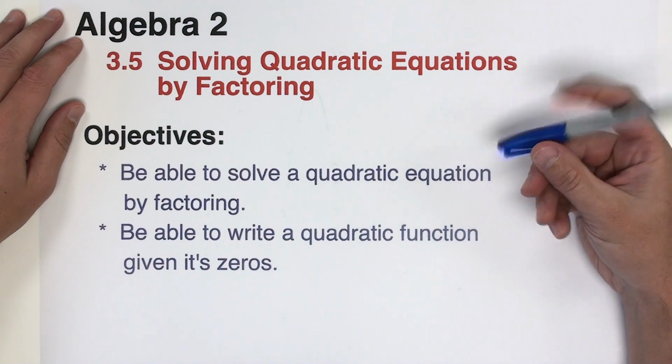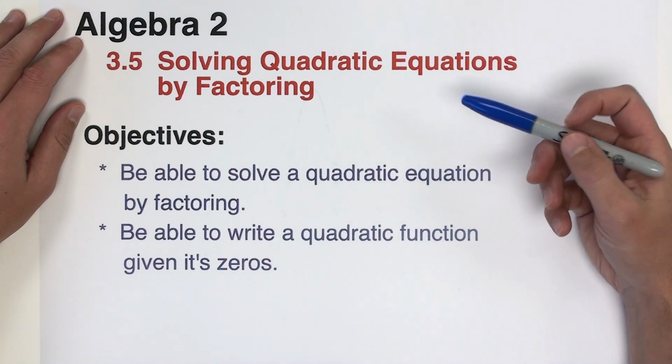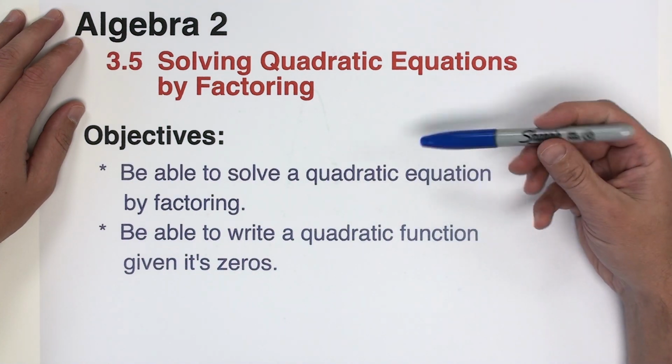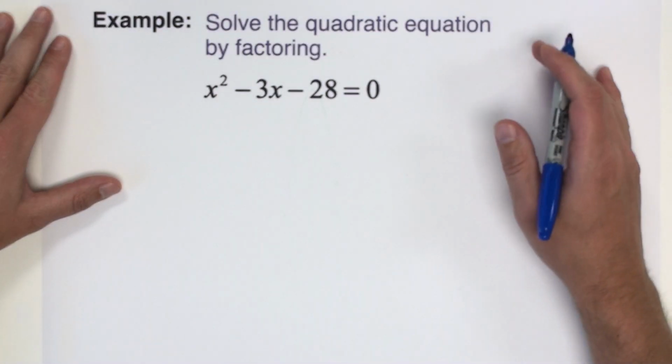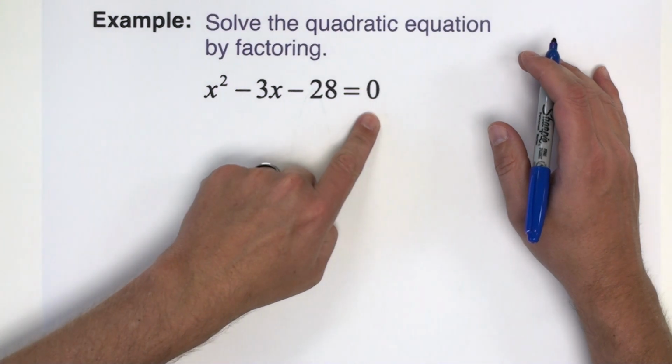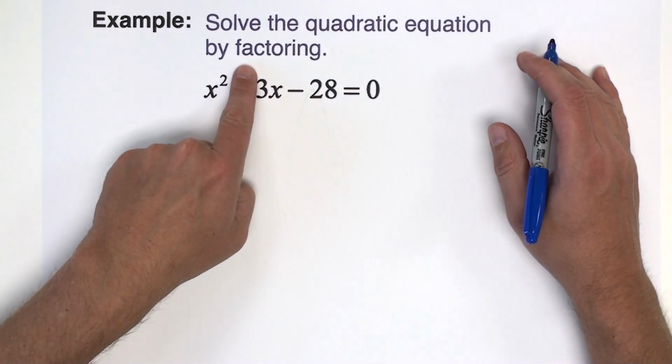In this video, we're going to continue our discussion on solving quadratic equations using factoring. Alright, our first example problem, we're asked to solve the equation x squared minus 3x minus 28 equals 0 and to solve it by factoring.